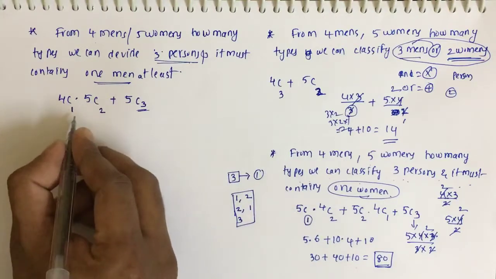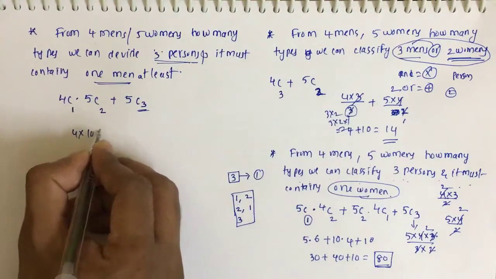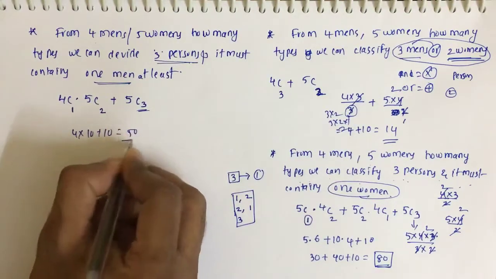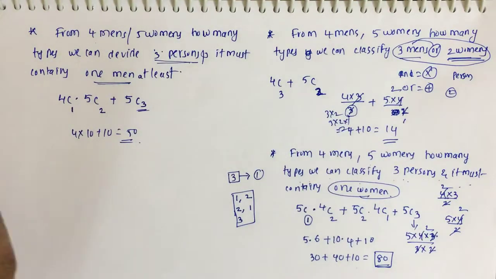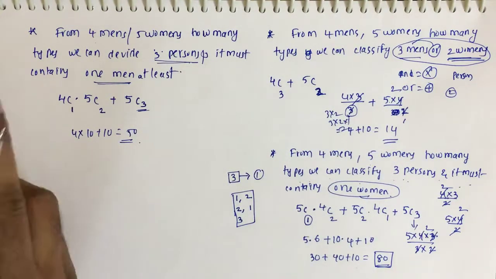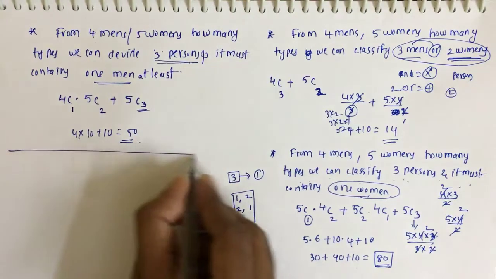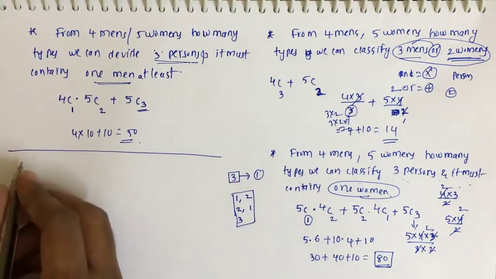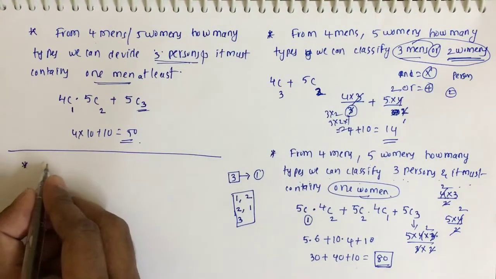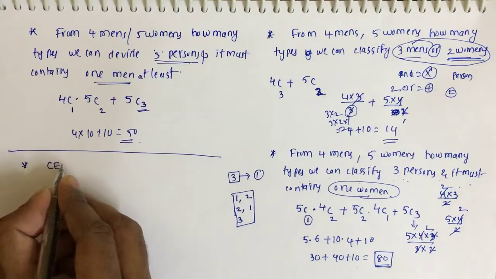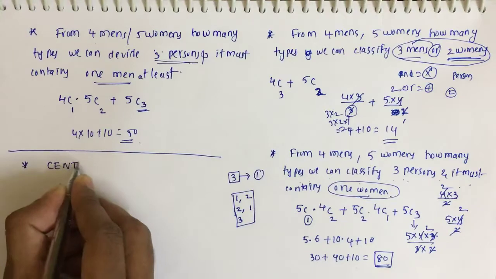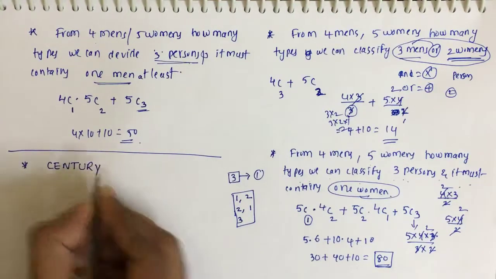So if you do the answer for this, 4 × 10 + 10, the answer will be 50. Okay, so this is about another type of problem. Now we have another model. This model is very important. In this model they will be giving one word. So this is the word "century".